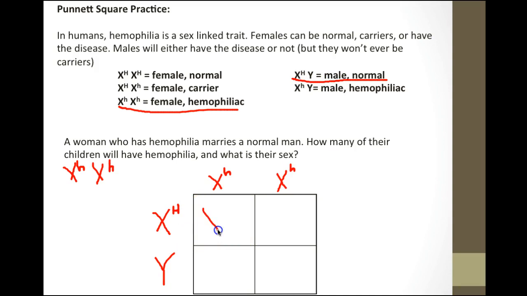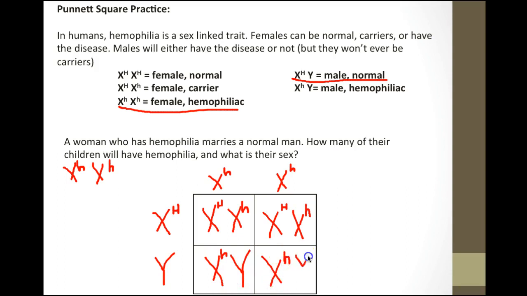Now you just fill it in just like you would any other Punnett square. So here we have XX, here's capital H from this one, and then up here we have a lowercase h. Here we have X big H and X little h. Also, when you are writing a male genotype, always put the X first. Remember, alphabetical order. So X little h Y, and then X little h Y. Okay, so the question is saying how many of their children will have hemophilia?